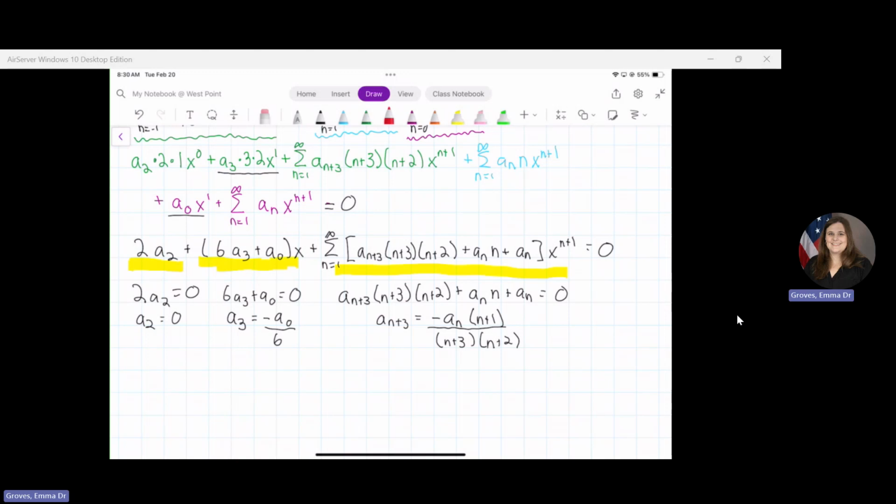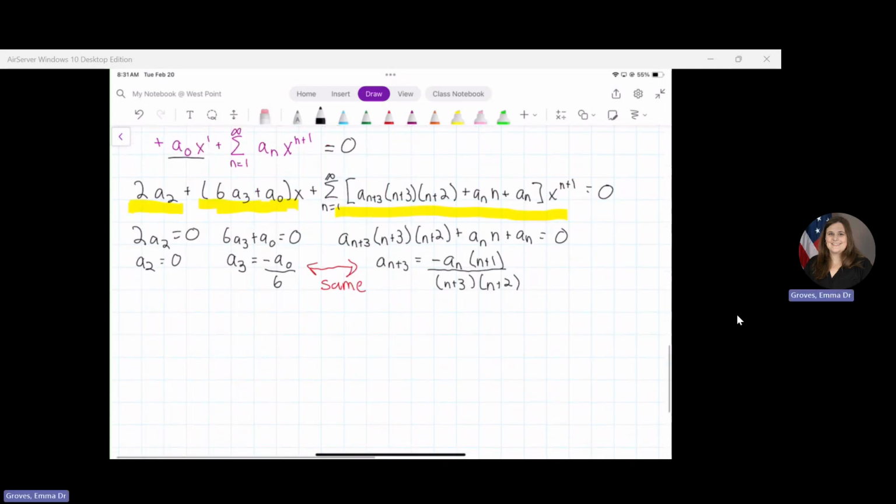Do you notice anything about my a3 and my general a_(n+3)? These are actually the same. If you were to substitute 0 for n into this formula, you would get a3 equals negative a0 times 1 over 3 times 2, which is 6.